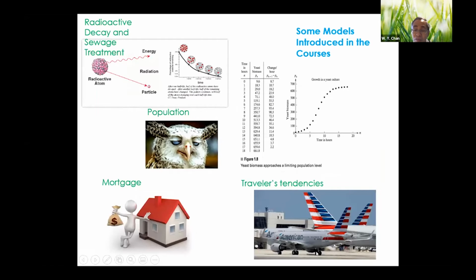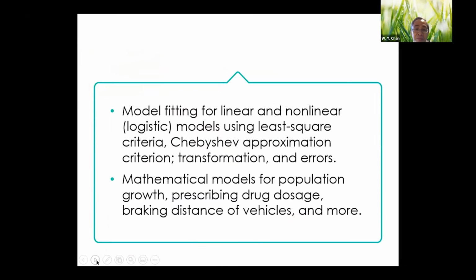This is a different kind of model. We say mortgage and population is one, and later on I will say more, and then the traveler tendency. We have different hubs of airports here. How do travelers switch from one airline to another airline? So it could be a system of difference equations. And students will also learn how to fit the model, finding the parameters of the model using different kinds of methods.